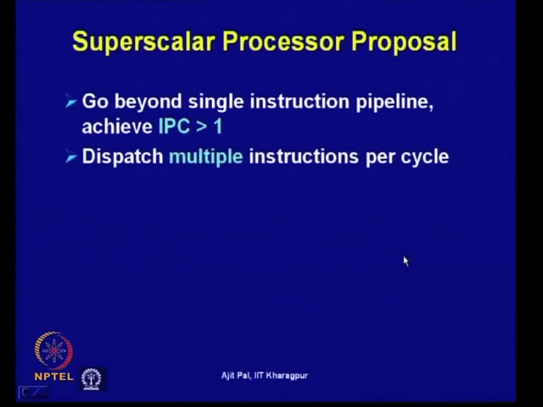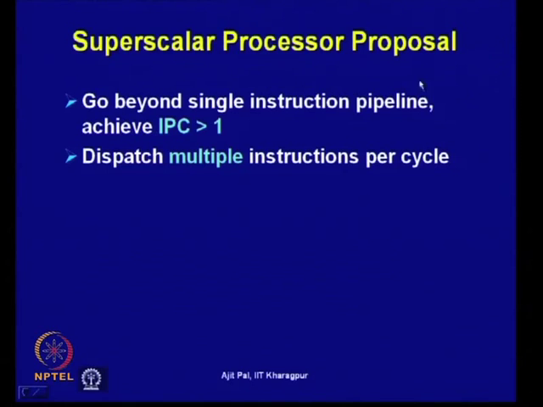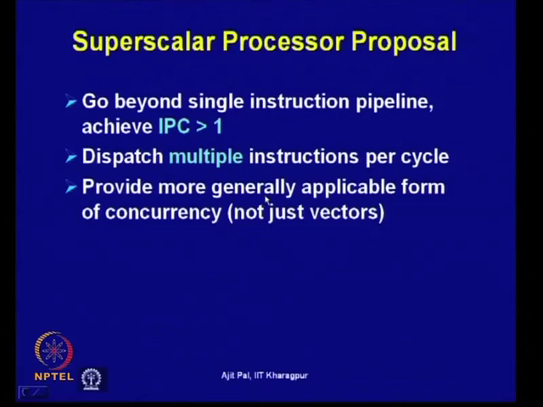So, this is the superscalar processor proposal, where you try to go beyond the simple instruction pipeline to achieve instructions per cycle greater than 1, dispatching multiple instructions per cycle. That means the processor, whenever it is executing a program, will issue more than 1 instruction, and it may be 2, it may be 3, it may be 4. So, it will dispatch multiple instructions per cycle and provide a more generally applicable form of concurrency.